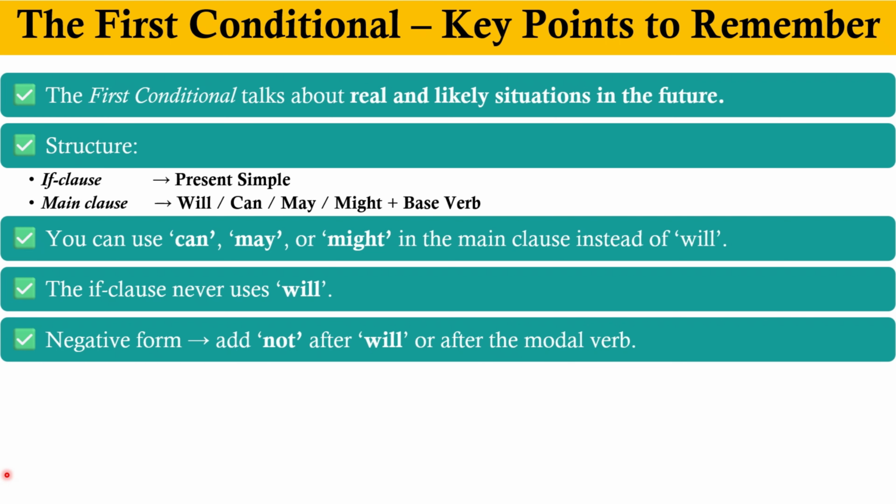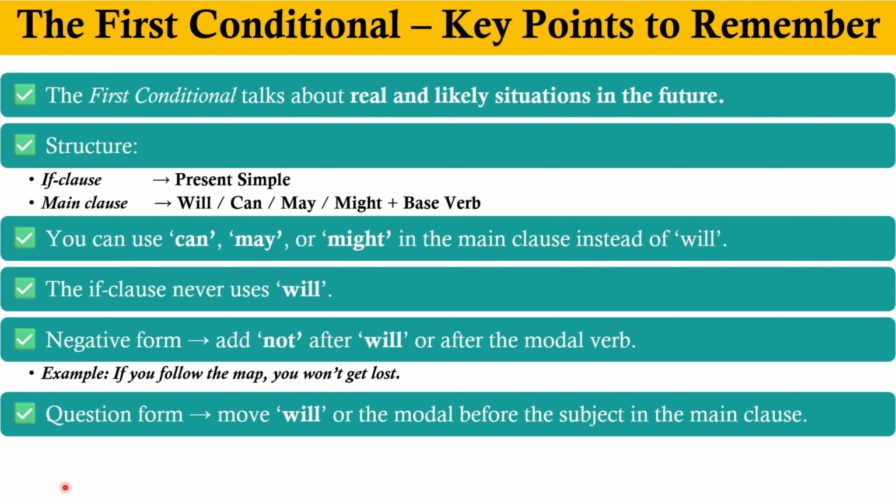For the negative form, we add not after will or after the modal verb. For example, if you follow the map, you won't get lost. And for the question form, we simply move will or the modal verb before the subject in the main clause. For example, if you invite them, will they come? So those are the key things to remember about the first conditional.